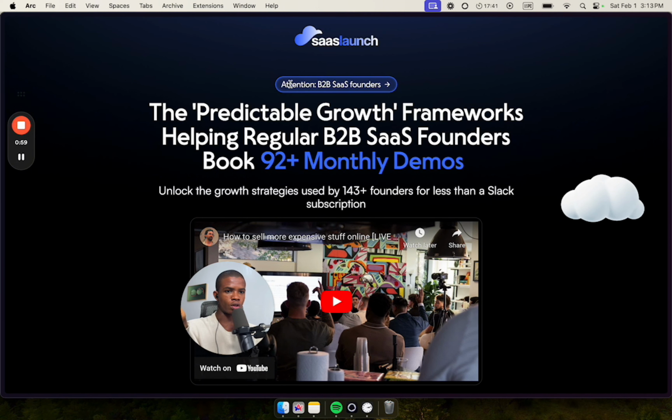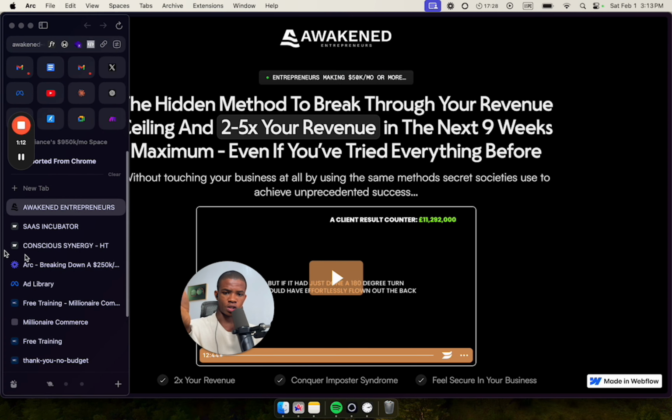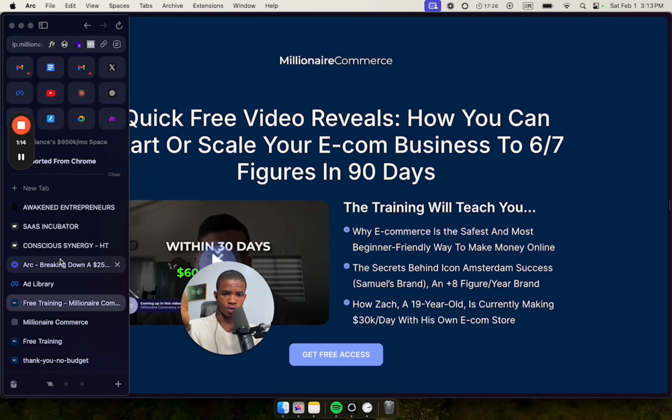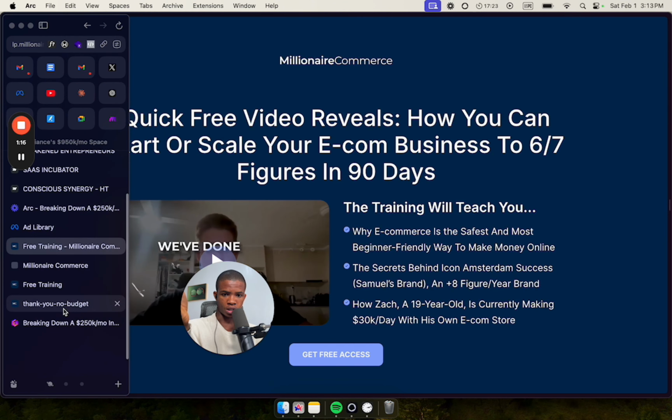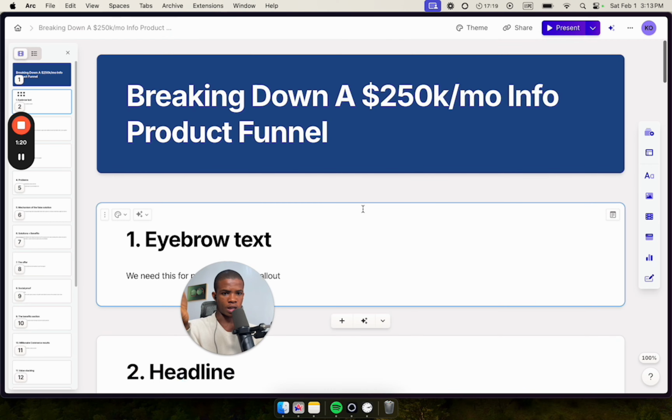Here, for this particular funnel, it's attention B2B SaaS founders, straight to the point. On this one that we built for Narrow Knowledge, this is entrepreneurs making $50,000 a month or more. So you can see how that's straightforward, and it goes straight for the person we're trying to target, and that's extremely important. The next one, we have a lot of stuff, so you guys better stay put. There's a lot of stuff that we're going to be breaking down here, as you can see. Let me just show you guys that again.